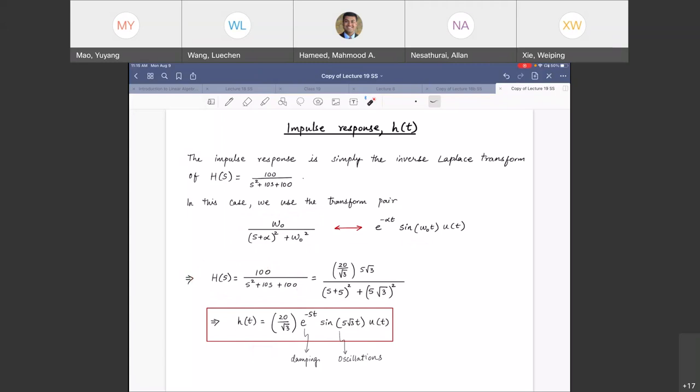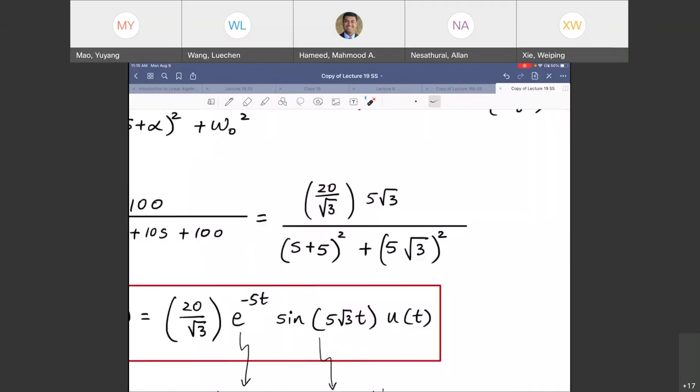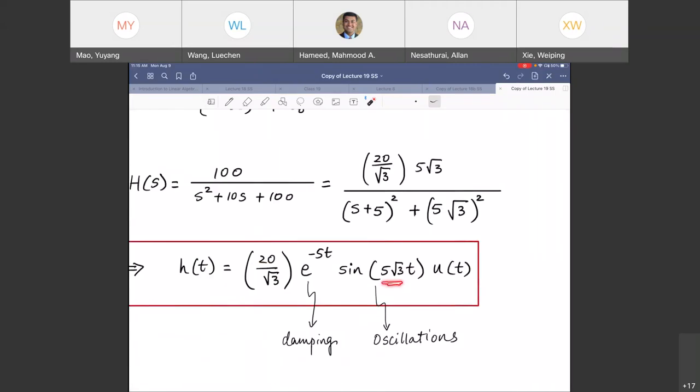So what do I have? I have some amplitude. I have some damping because of that exponential. And I have some sinusoid that is repeating at a certain frequency. Frequency of the oscillations, 5 square root 3, omega t, right? Omega d, the damped frequency. Some damping involved. So this is a situation where you have damped oscillations in the time domain, in the impulse response of your system.